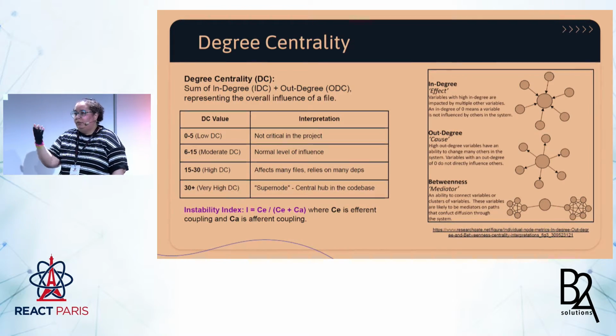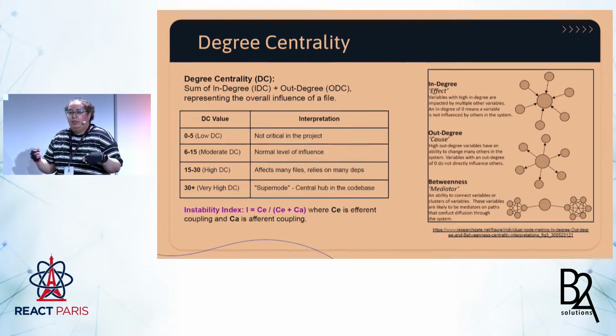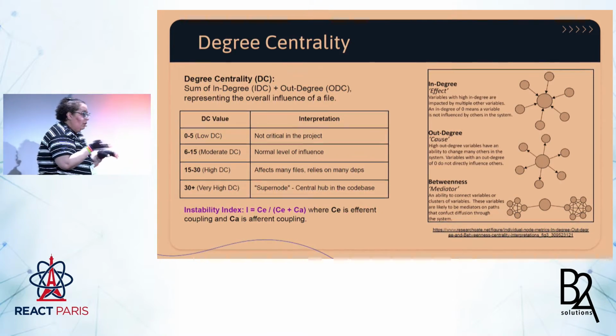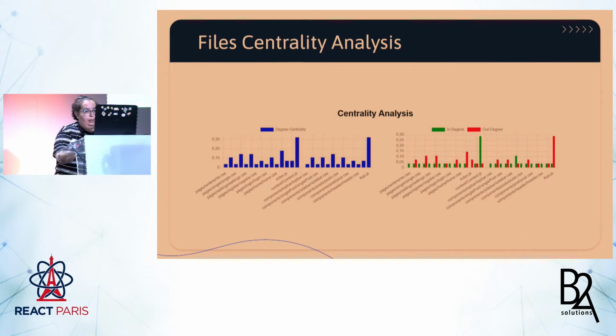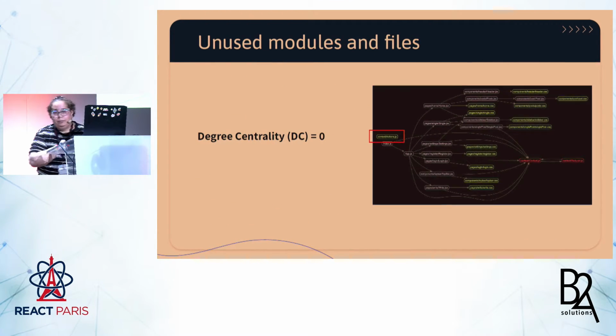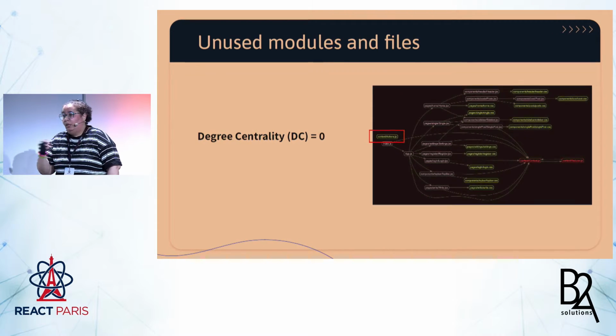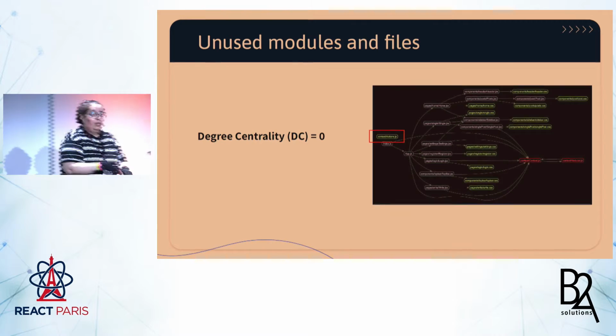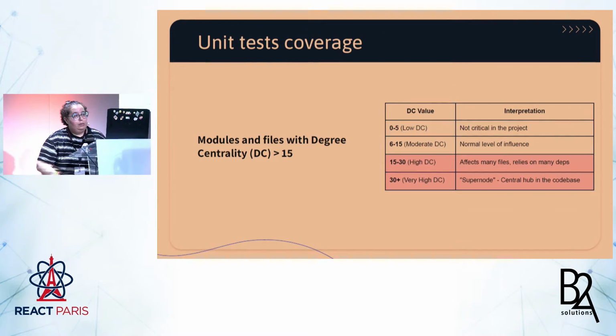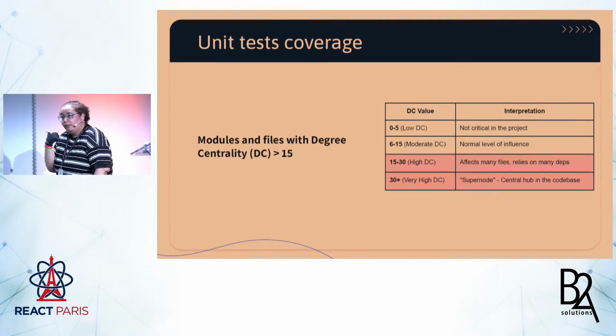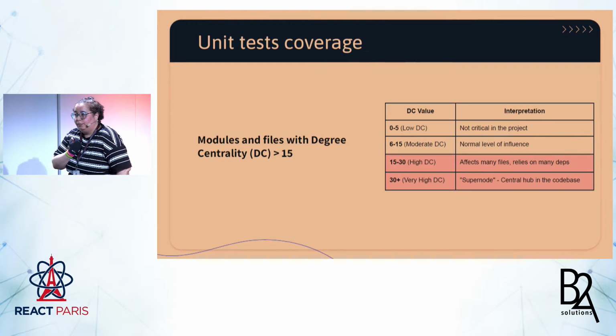What is the level of software disorder, or what we call software entropy, that we will create? And also based on degree of centrality, I can find unused files. Unused files are dead code, so they should be removed. Then I can use them to prioritize test coverage.